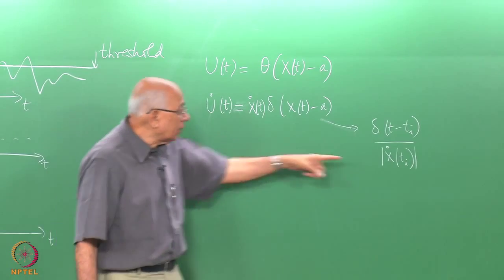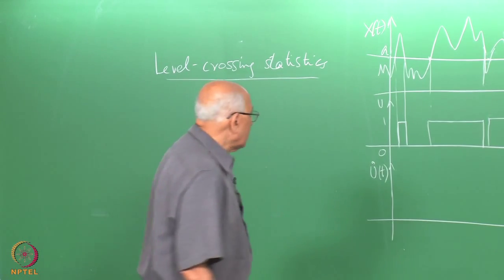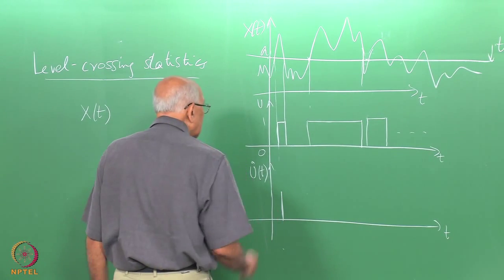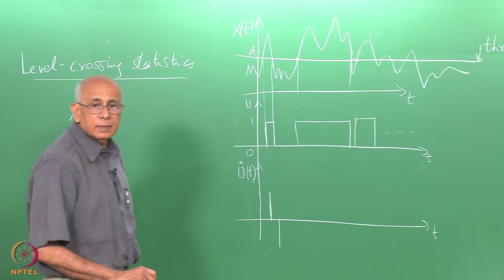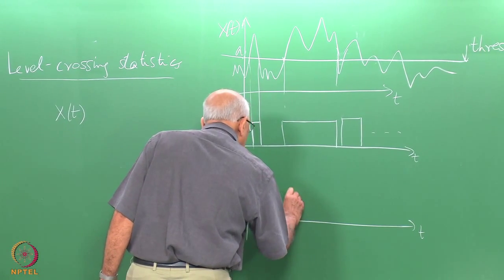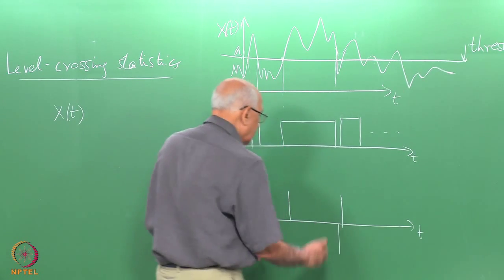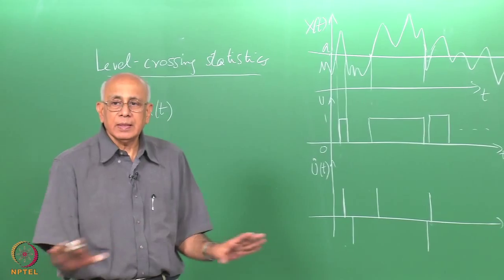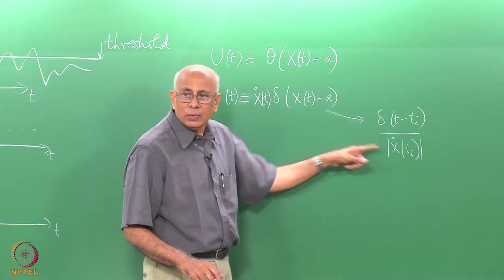Okay, so x dot divided by mod x dot is plus 1 if x dot is positive and minus 1 if x dot is negative. So what we have is a delta function here of unit strength, and one at this point of unit strength in the opposite direction. And similarly, there's an up crossing here, so it goes up, and there's a down crossing here, so it goes down, up, etc. So this process u dot is just a pulse sequence in which you have plus 1 if it goes up and minus 1 if it goes down. Okay.